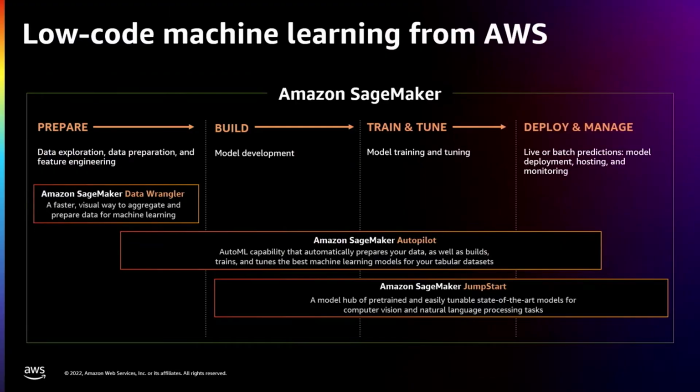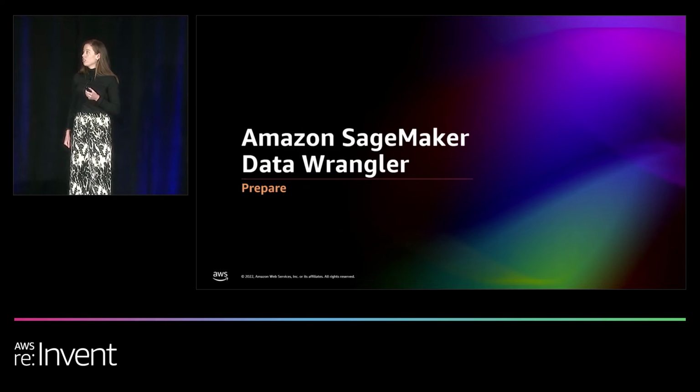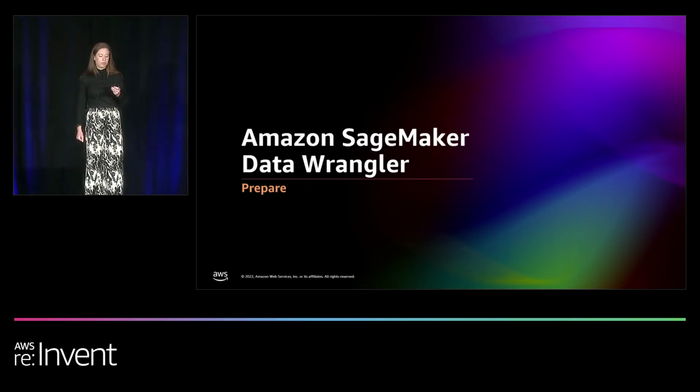We have Data Wrangler for low-code data preparation. We have Autopilot for building, training, tuning, and deploying models. And lastly, we have SageMaker JumpStart. JumpStart is an ML hub where you can come and discover state-of-the-art pre-trained models and solutions to help you quickly deploy those models. I'll start by talking about Data Wrangler.